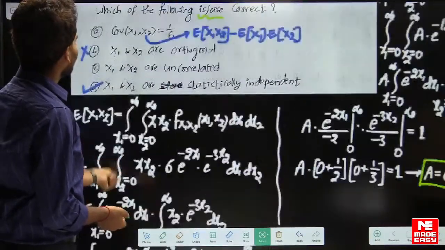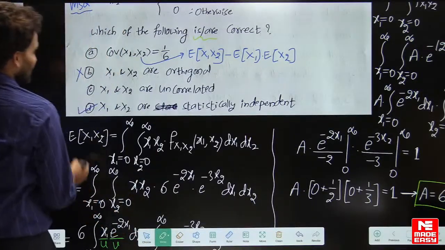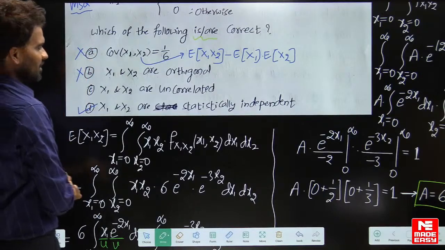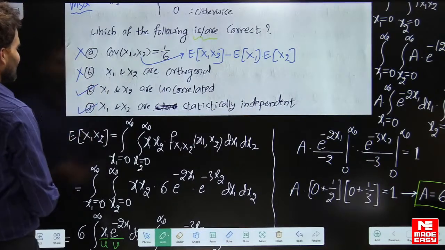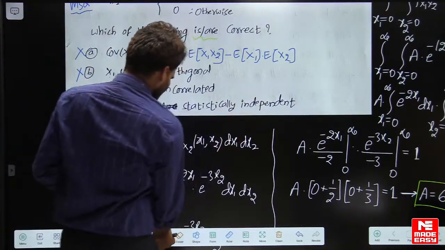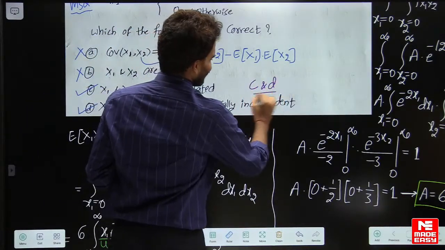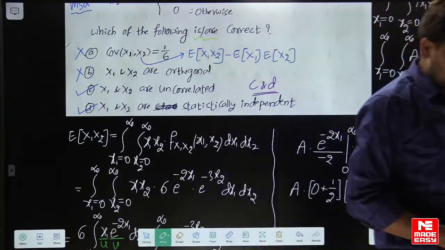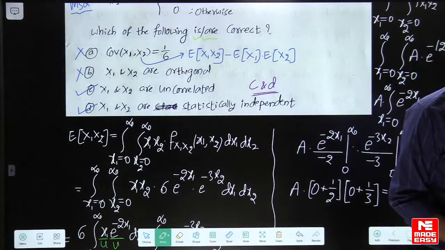Covariance we got 0 actually, so A is incorrect. So x1, x2 are uncorrelated. So here options C and D will be correct. Mr. Anshuman Singh is saying if they are independent, then always uncorrelated, but vice versa is not true.